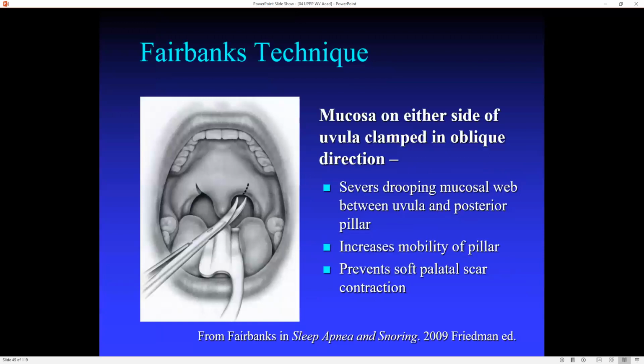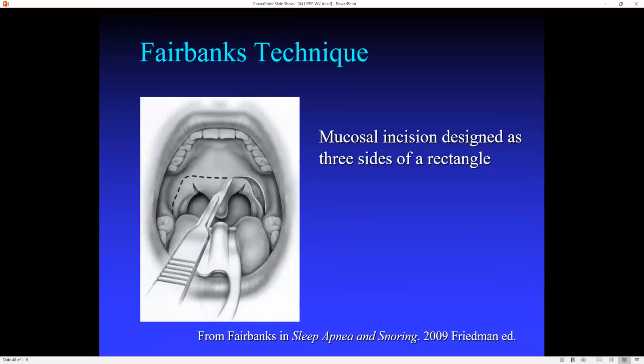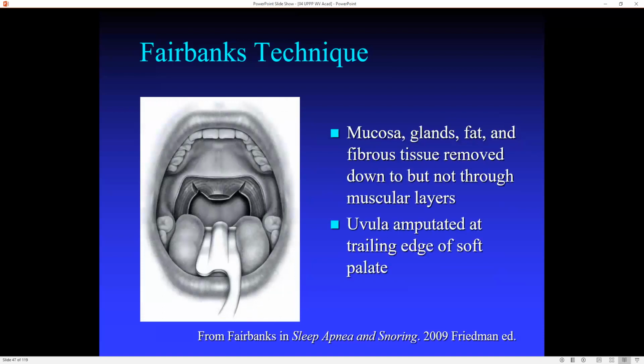So the first thing that he would do is make a diagonal incision laterally in the soft palate, and now you have an increased mobility of that pillar. And one reason I did it was it kind of prevented the palatal scar contraction because you broke up the scar by making these cuts. And then he made a mucosal incision anteriorly, and now it was denuded muscle, and what you would do is bring the posterior mucosa anteriorly.